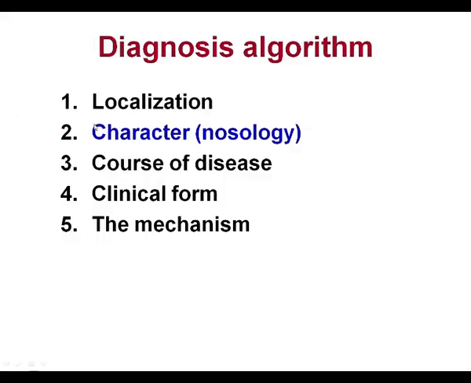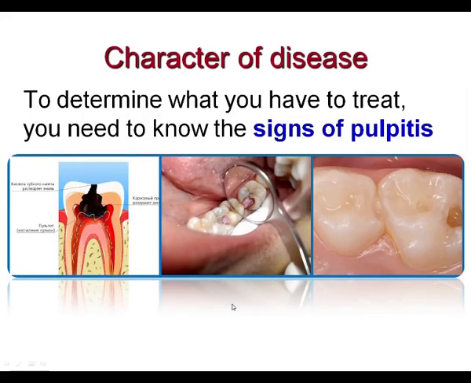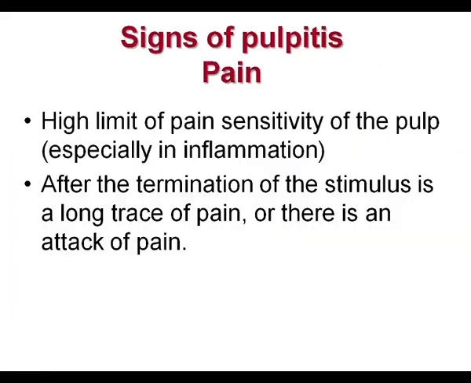The next point after localization is character or nosology. What is it? Caries, pulpitis, periodontitis, or maybe not a dental disease. To determine what you have to treat, you need to know the signs of pulpitis, and the main sign of pulpitis is pain. The high limit of pain sensitivity of the pulp, especially in inflammation, is one of the most important characteristics of pulpitis.